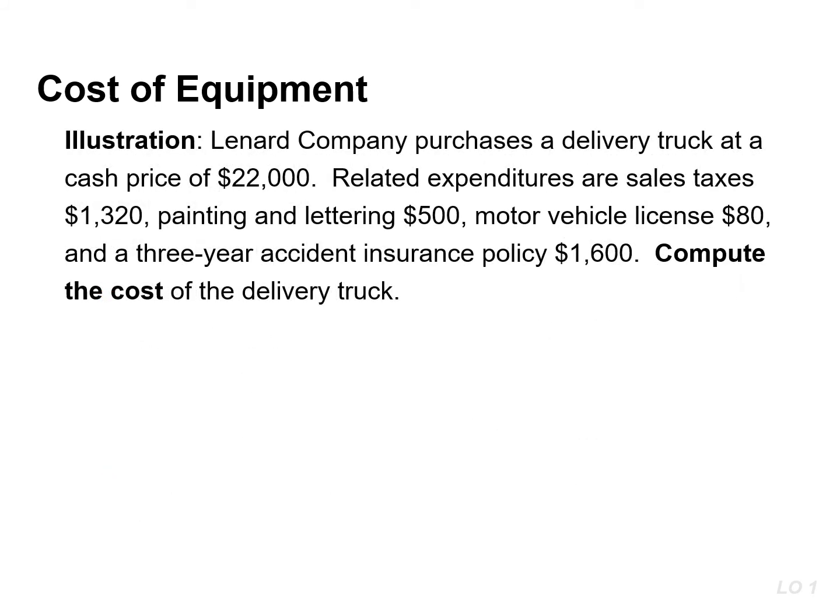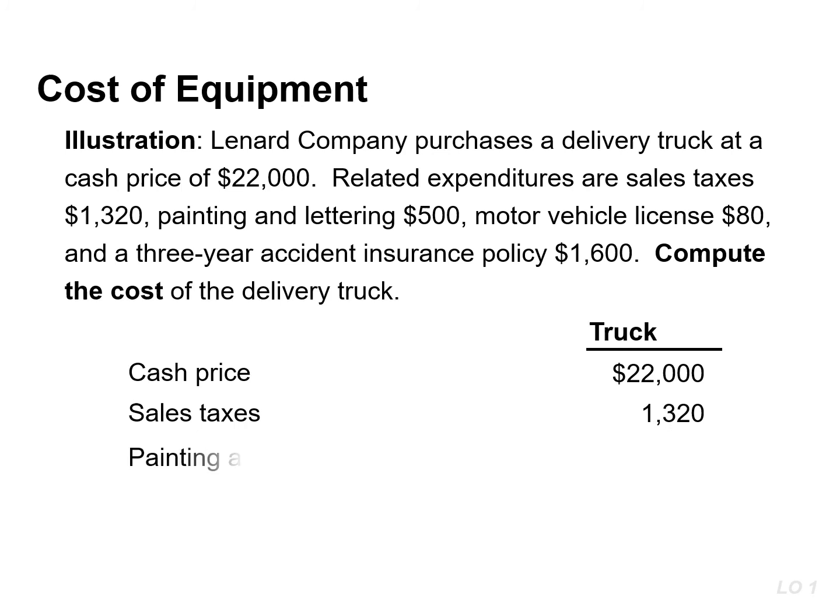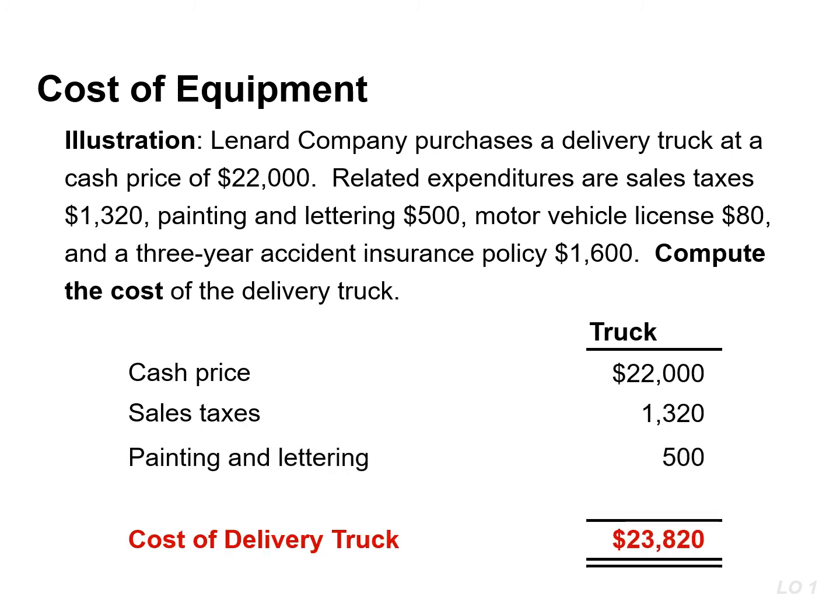Let's assume that this company purchases a delivery truck for $22,000. It also pays for sales tax, painting and lettering, a motor vehicle license, as well as a 3-year insurance policy. The cost of the delivery truck is $23,820, and that consists of the cash purchase price, the sales tax, and the painting and lettering. The cost of the license is an expense, and the cost of a 3-year insurance policy is a prepaid asset.